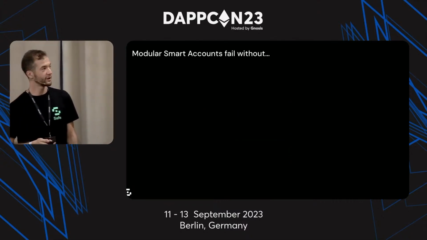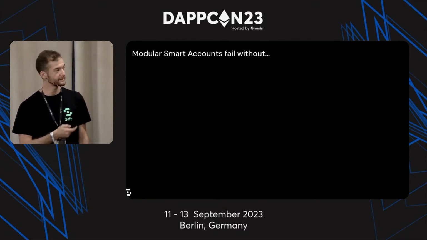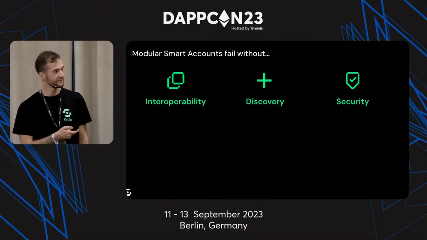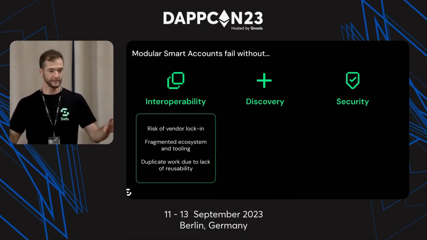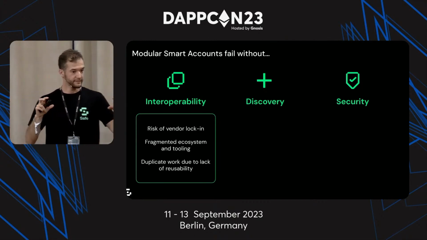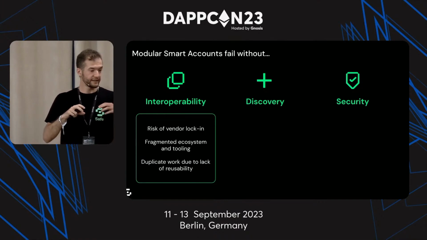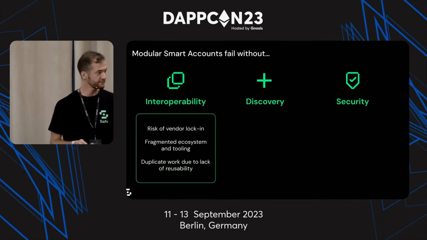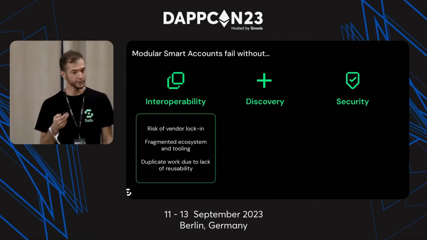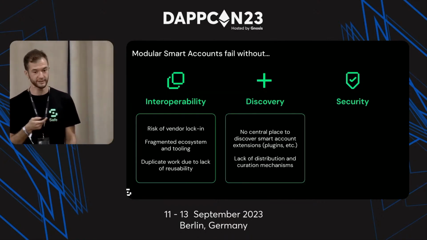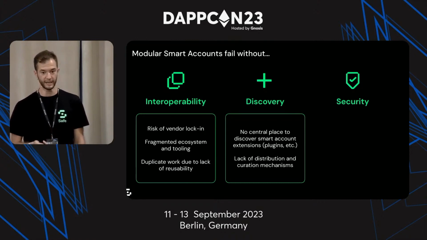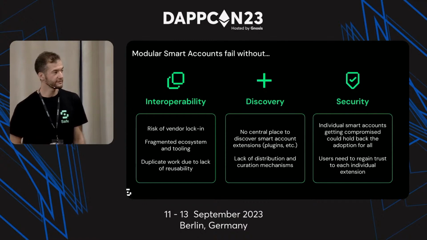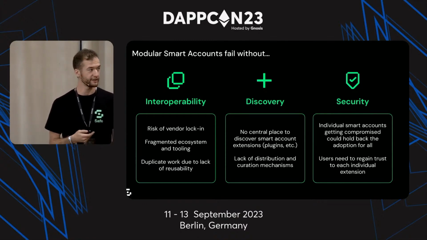I hope we will all agree that modular smart accounts fail without three things: interoperability, discovery, and security. Interoperability, because there is a risk of vendor lock-in if different projects are doing their own thing, that are not compatible between each other, then the ecosystem will end up with a lot of tools and very fragmented. And also, there will be a lot of duplicate work that won't be reusable. Regarding discovery, currently there is no central place where you can search or discover these elements like plugins, etc., for smart accounts. And this also leads to a lack of distribution to users. And security, we need to make sure that all of this is secure and the funds are not at risk.